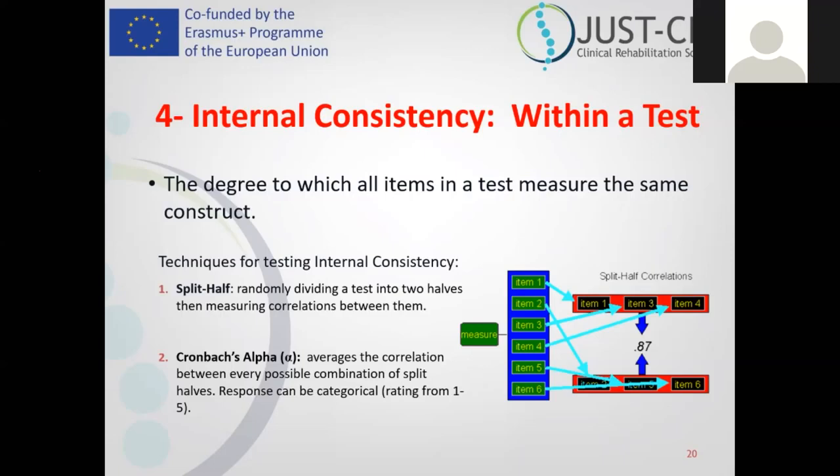see that the items were split into two halves, and the first half has items 1, 3, and 4, whereas the second has 2, 5, and 6. So that's one possible combination. Another possible combination would be, for example, 1, 2, 3 with 4, 5, 6. So in the case of Cronbach alpha, all possible combinations are tested in a split half style, and then the average correlations are measured in order to establish internal consistency. If the average correlations between all possible combinations is high, then the instrument has high internal consistency.